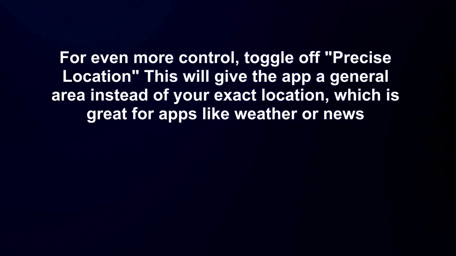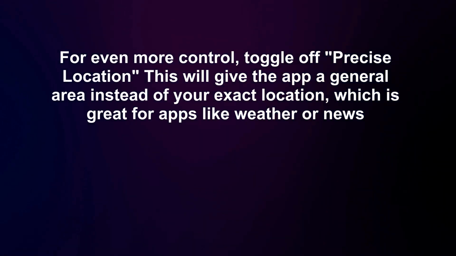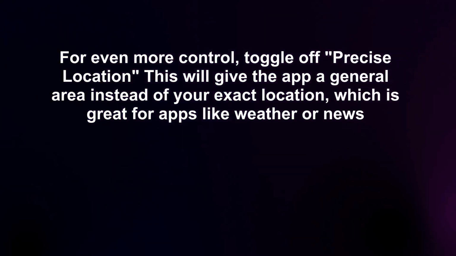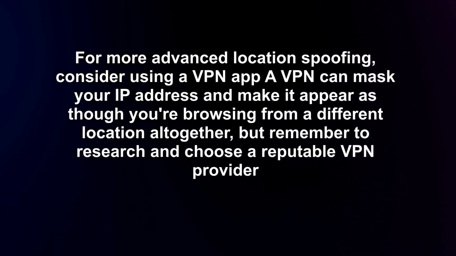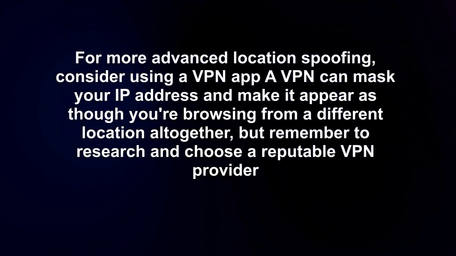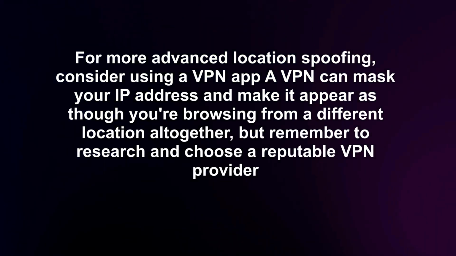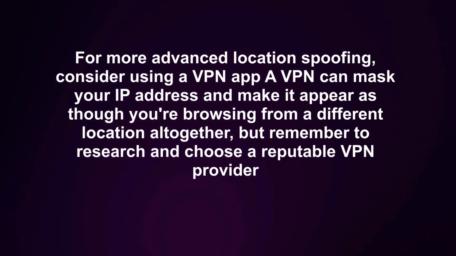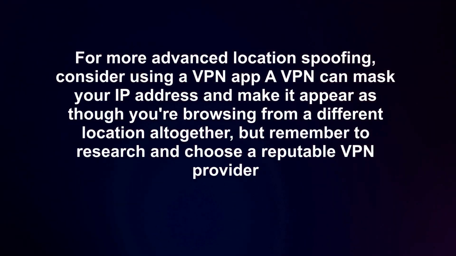For even more control, toggle off precise location. This will give the app a general area instead of your exact location, which is great for apps like weather or news. For more advanced location spoofing, consider using a VPN app. A VPN can mask your IP address and make it appear as though you're browsing from a different location altogether. But remember to research and choose a reputable VPN provider.